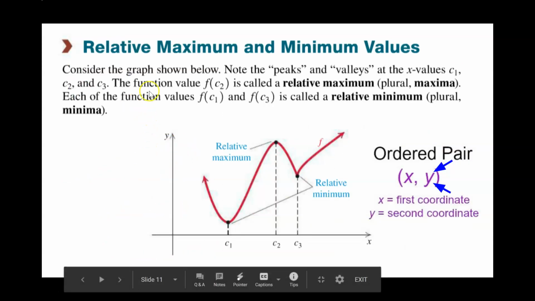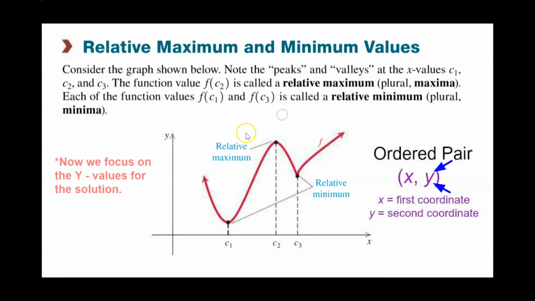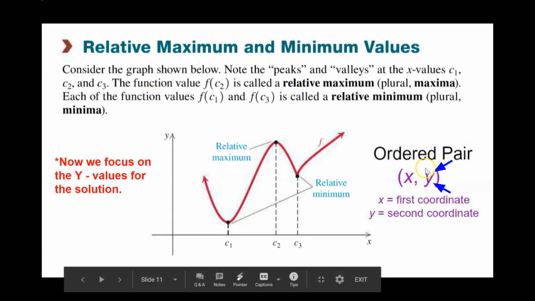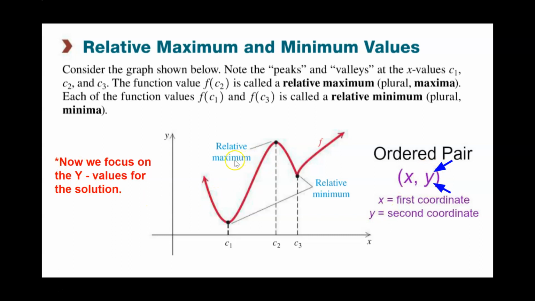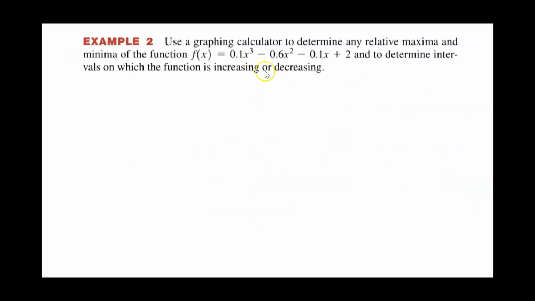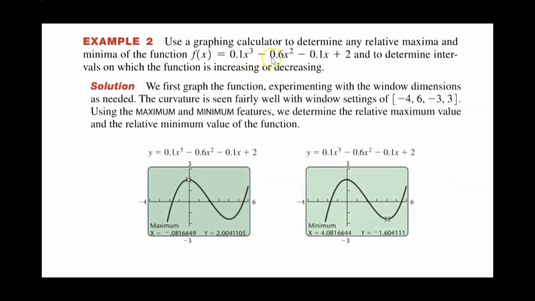Now let's shift directions and talk about max and minimum. With the max and minimum, we're actually focused on the y coordinates this time. So what we need to do is find out what the x is, and then approximate what the y would be as far as a relative maximum or relative minimum. The best way to do these types of problems is if you put this in your calculator.